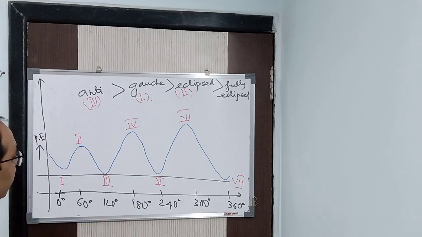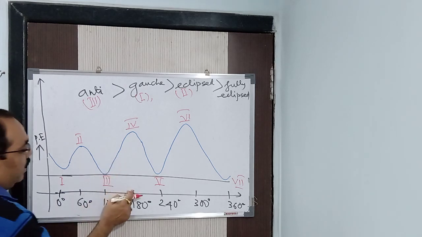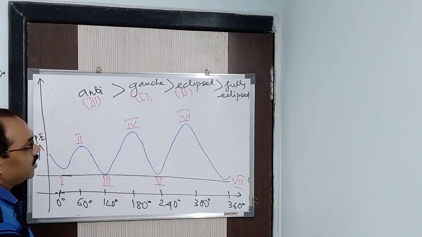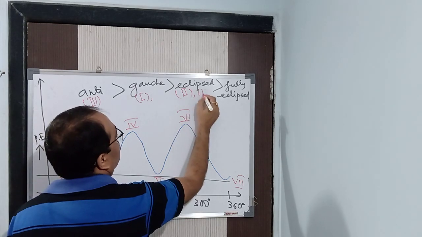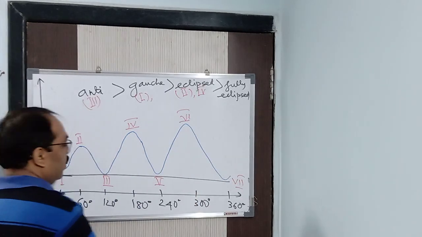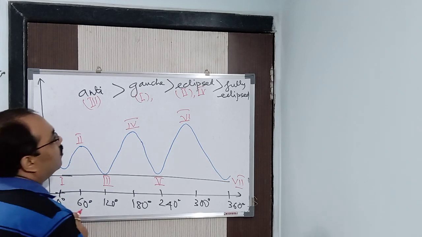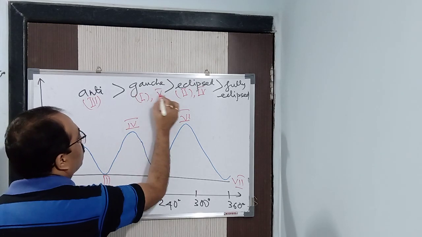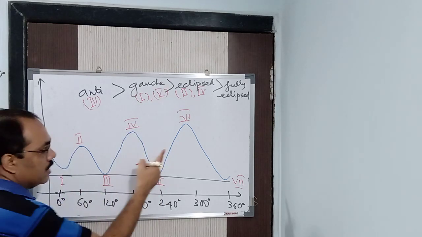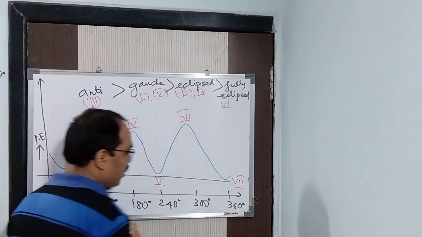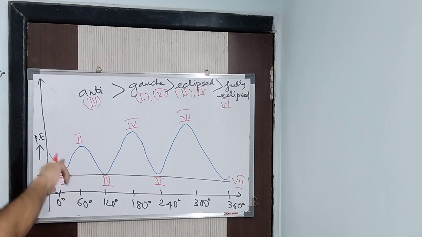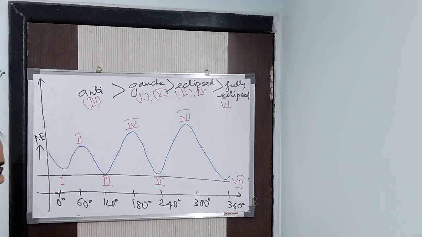Now next is 4. In 4, again the energy is more. 4 was eclipsed. So it is eclipsed, we can say. Now the fifth was again nothing but Gauche. And the 6th is nothing but fully eclipsed. This is your 6th. And the 7th is 360 degrees, which comes back to the original position.